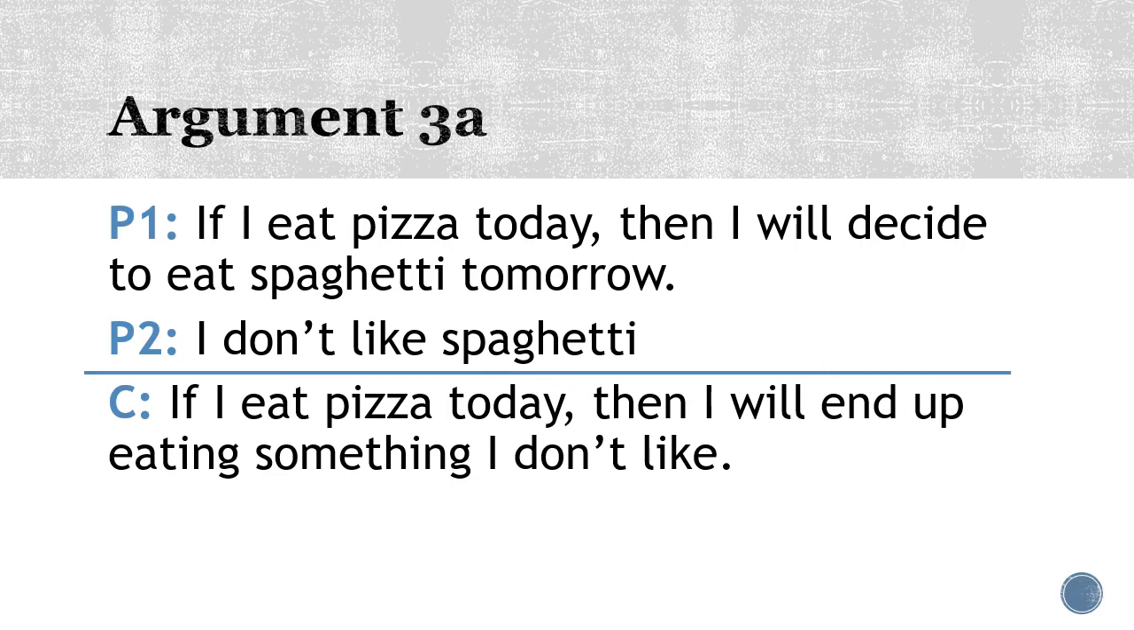So let's call it argument 3A. The first premise of this argument says, if I eat pizza today, then I will decide to eat spaghetti tomorrow. And premise 2 is, I don't like spaghetti, right? And so the conclusion is, if I eat pizza today, then I'll end up eating something I don't like. Okay, now, if this argument looks like a ridiculous thing, something that nobody would seriously argue, you're right. Now you're seeing the absurdity of the problem.